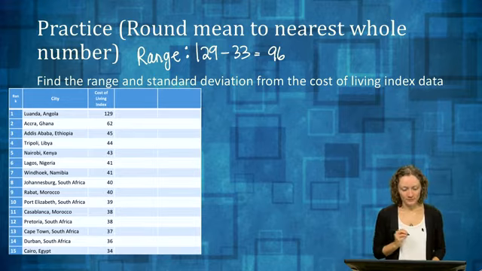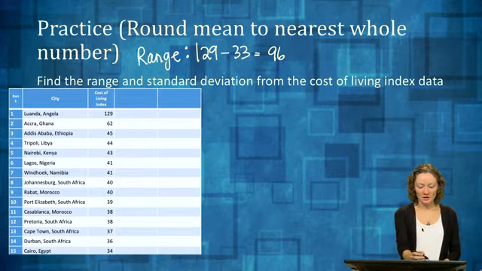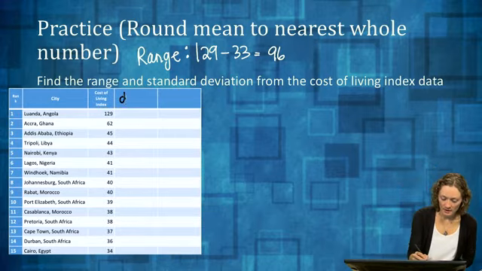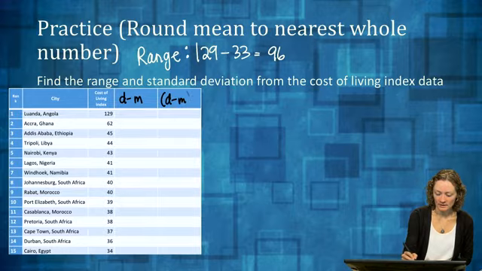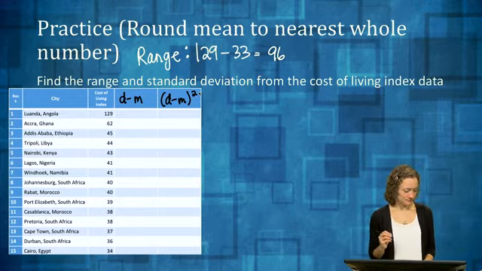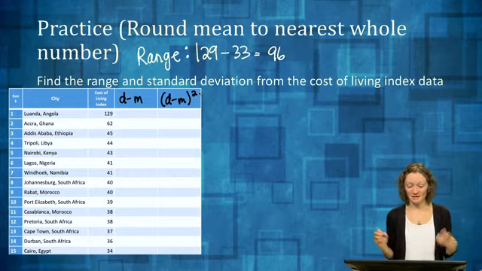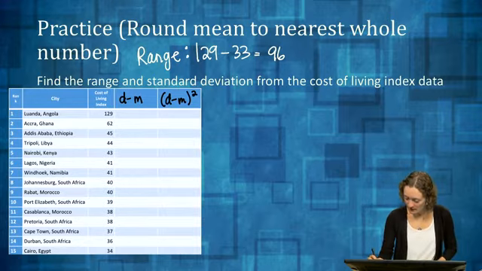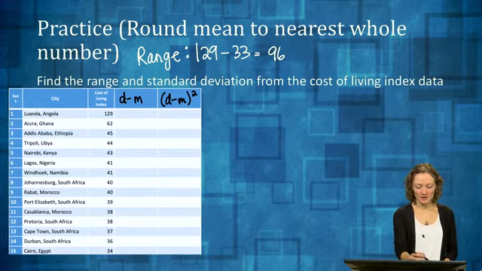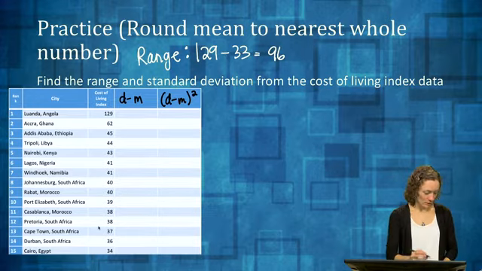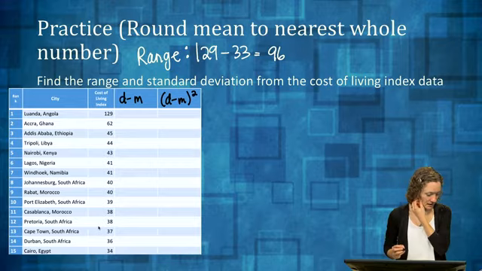Okay, then for standard deviation, we have all of the data points. We're going to do data minus mean, and then square it. But before we can do data minus mean, we actually need to have the mean. Again, I'm going to spare you a little bit of the calculation. Remember, add up all of the data points for our mean.